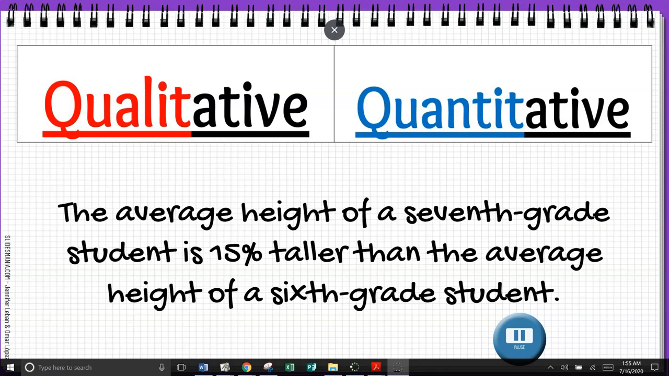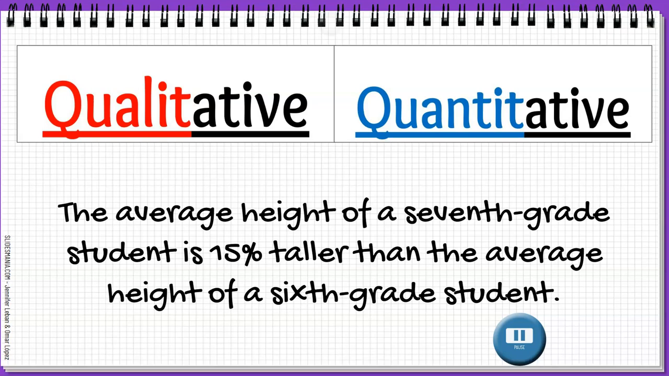The average height of a 7th grade student is 15% taller than the average height of a 6th grade student. Pause and decide. All right, did you get it? This is a quantitative statement because we're talking about a quantity, 15% taller.